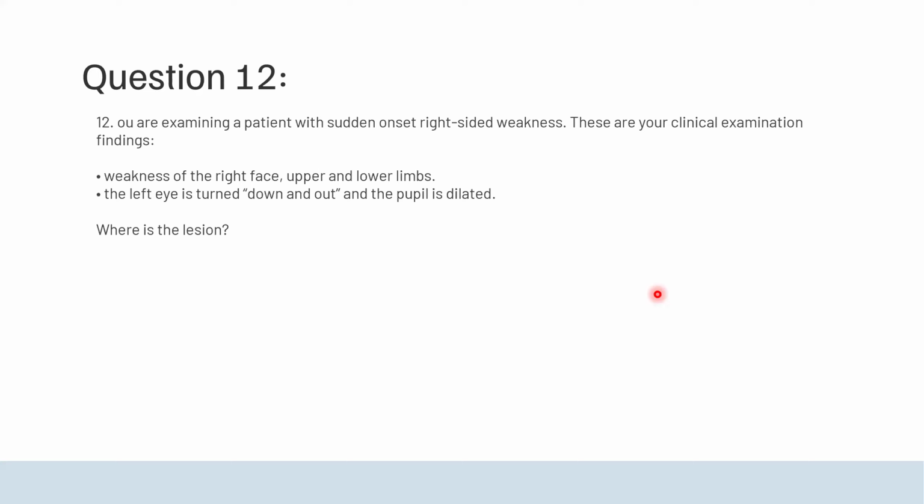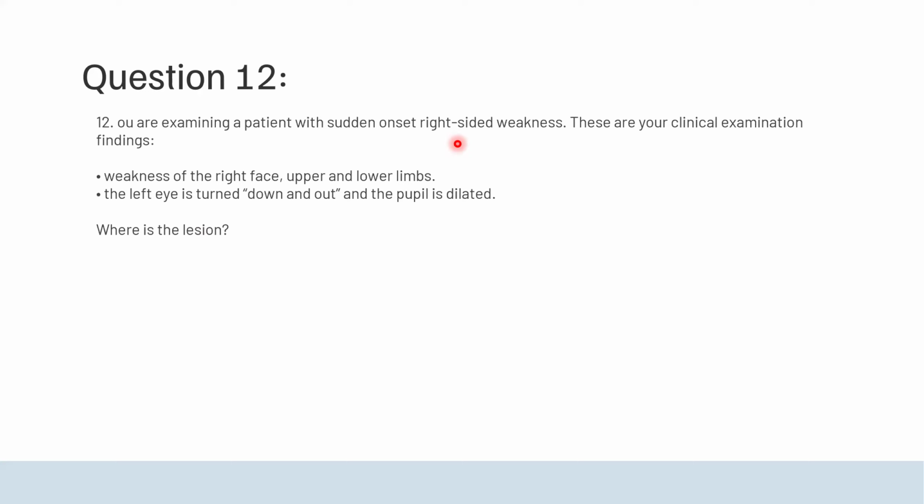Left medial is correct, but it's not the pons. It's midbrain. Yes. Why is it midbrain? What is affected here? The left eye is turned downwards and out. What pulls the eye inwards? The eye part confused my brain. Okay. And the pupil is dilated. So this is all midbrain, you guys. This is all relating to the midbrain.